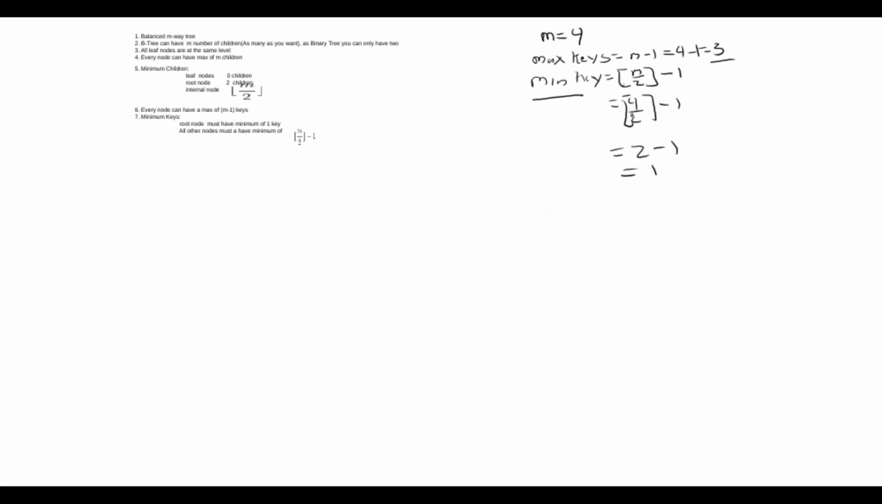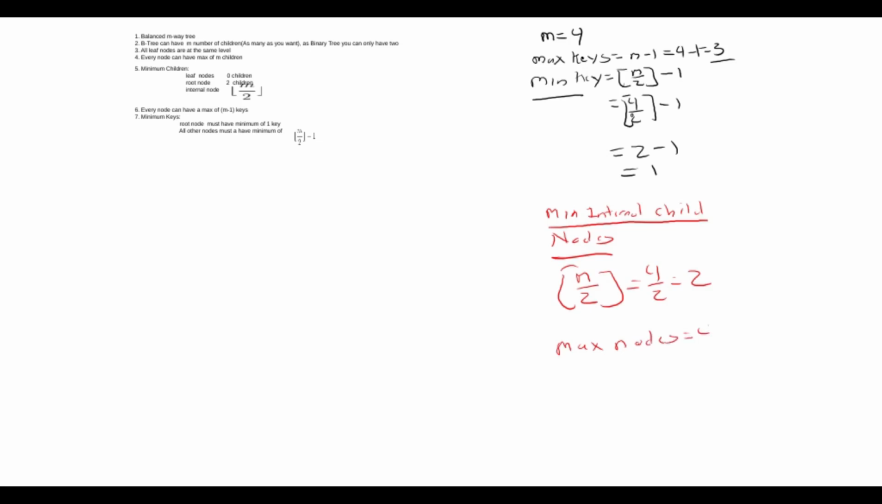And let's just change the color to not confuse y'all. The minimum of internal child nodes would be M divided by 2, floor, so 2, and the max would be 4. All right, let's draw our tree.